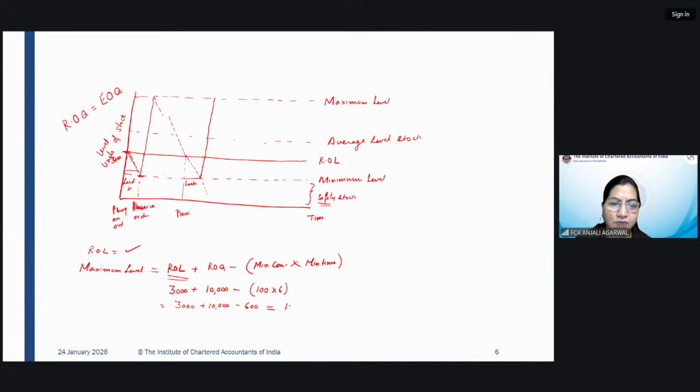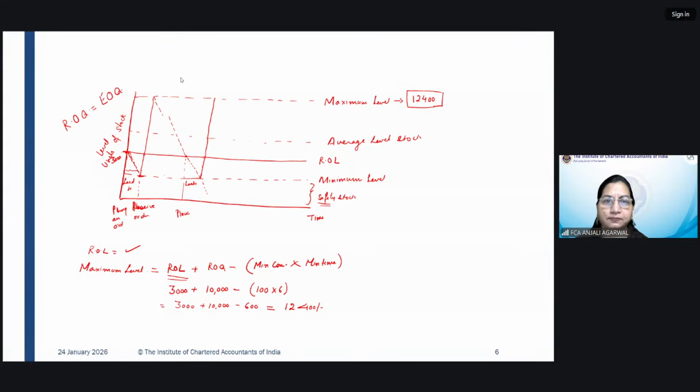that is 12,400. So 12,400 is the maximum level you will have at any point of time. Your containers are not required to be beyond 12,400. Okay, is it clear? Maximum level will be reorder level plus reorder quantity.